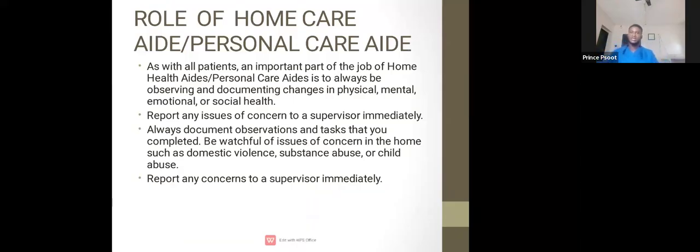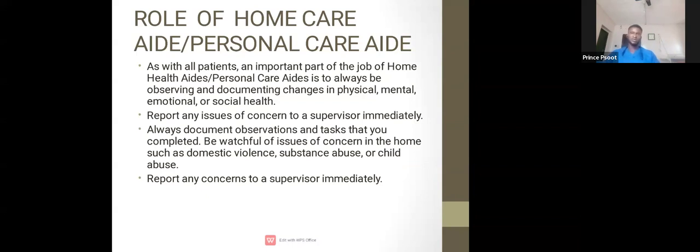So, moving to the next point, under the roles of a home health aide and personal care aide. As with all patients, an important part of the job of a home health aide or personal care aide is always to be observing and documenting changes in physical, mental, and emotional or social health. Observation is key in any health field, like the medical field. Home health aide, personal care aide, community health practitioner, medical practitioner, a nurse, whatever it is.